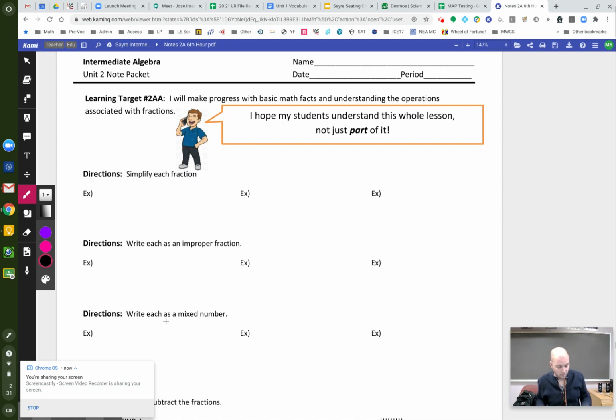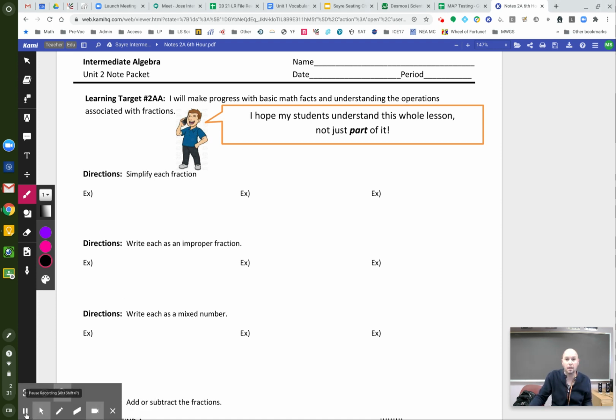All right, intermediate algebra, we're going to go ahead and do some notes. So this is the notes for the next section, 2AA.